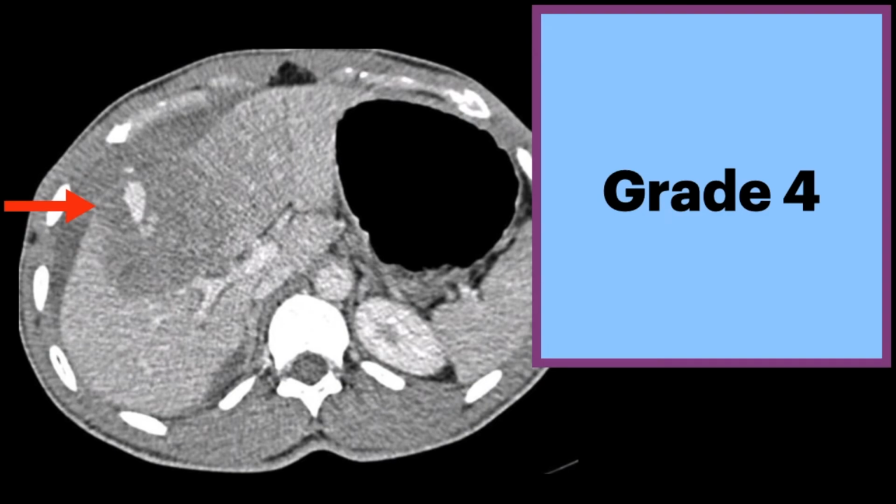In this case, there is a large laceration in the right hepatic lobe with a perihepatic hematoma. Active contrast extravasation from the liver parenchyma into the perihepatic space is also seen.